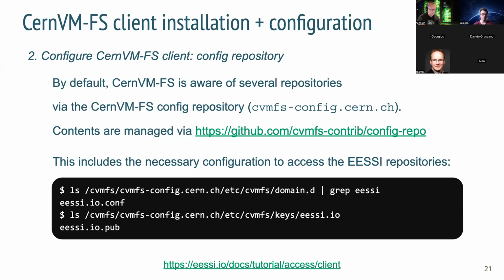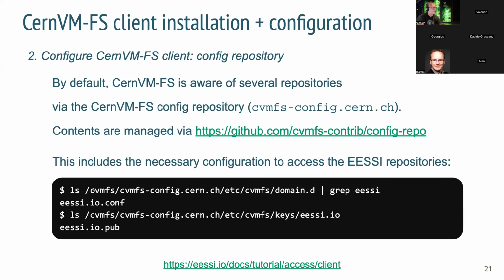So step 2 is then configuring CernVM-FS to access the repositories. Now, actually, CernVM-FS comes out of the box with a special repository, the CernVM-FS config repository, that's accessible after installing the client software. And this repository is responsible for giving configurations for other repositories. So straight out of the box, you have repositories that you can use and which give you the necessary configuration and information to access other repositories. So EESSI, for example, is part of this default distribution of repositories.